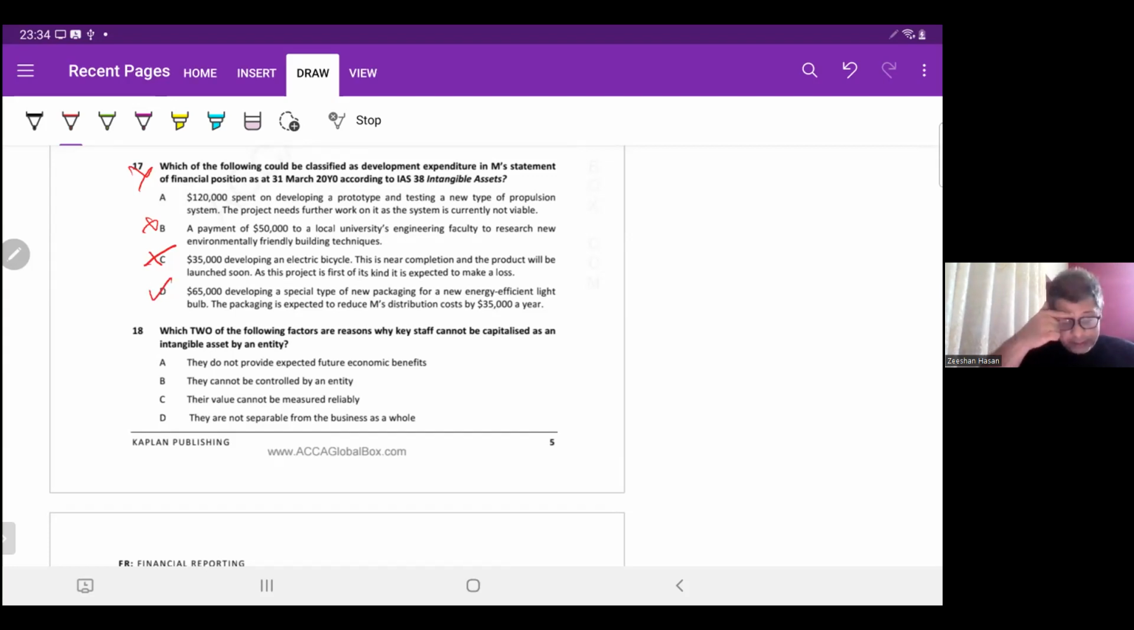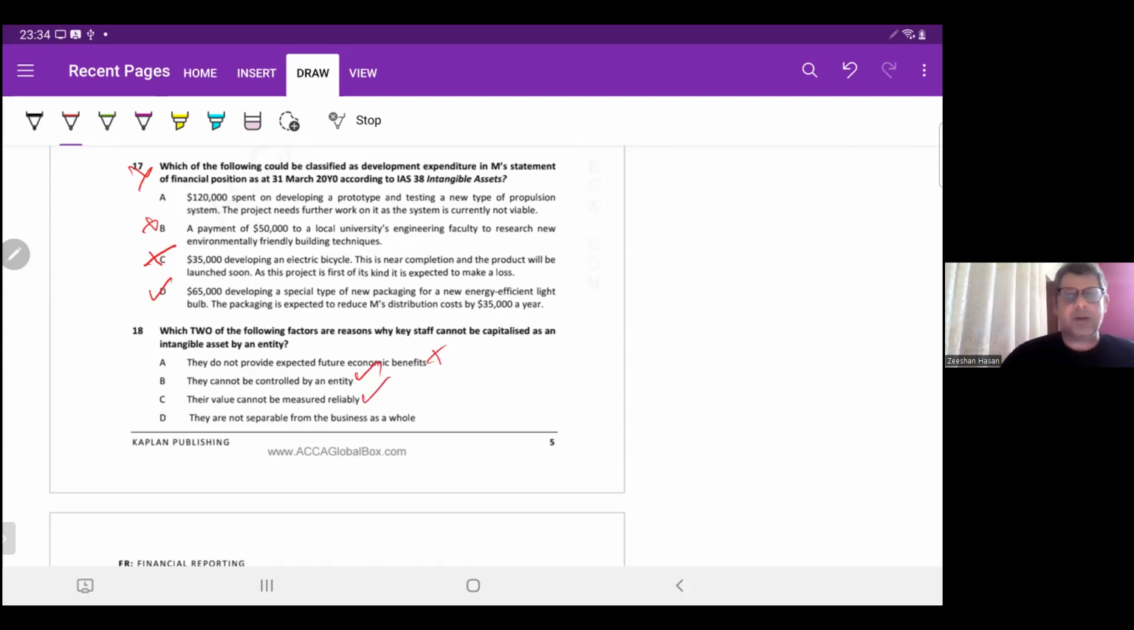Right, moving to the next question. Question number 18. Which two of the following factors are reasons why key staff cannot be capitalized as an intangible asset by an entity? They do not provide expected future economic benefits. No, it's not the right one. They cannot be controlled by an entity. Yes, correct. Their value cannot be measured reliably. It's also correct. So B and C are right.